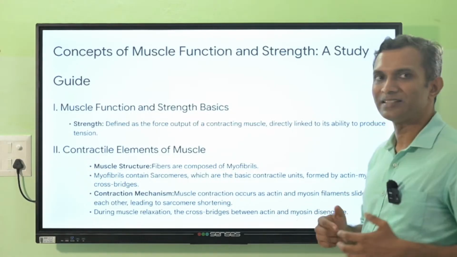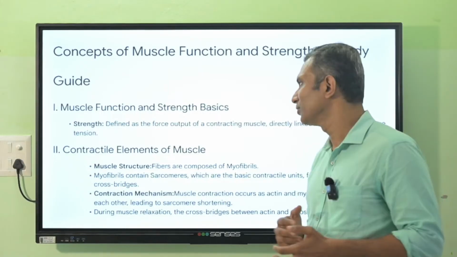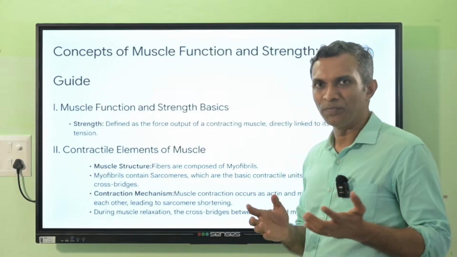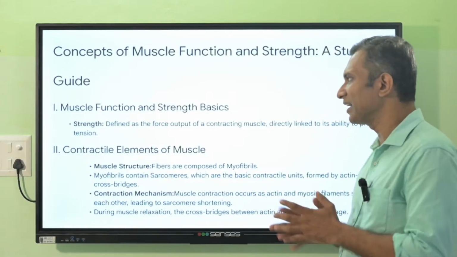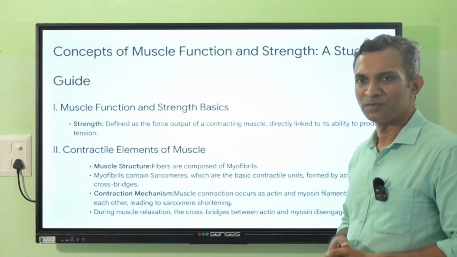And we know that this contracting muscle will always have a certain amount of tension. So, the force output of a contracting muscle, which is directly related to its tension, can in simpler terms be called strength.